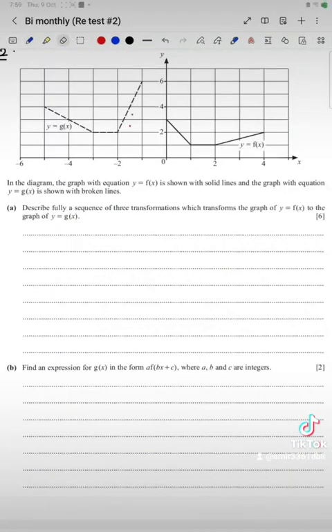Final question of the test, taken from the function topic, is transformation. You are given the figure. In the diagram, the graph with the equation y equal to f of x is shown with the solid lines, and the graph of equation y equal to g of x is shown with the broken lines. Describe fully a sequence of 3 transformations which transform y equal to f of x to g of x. It means this graph should be transformed into the dotted one. So the 3 kinds of transformation.